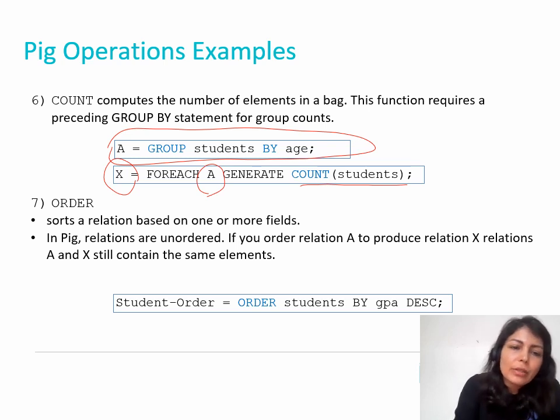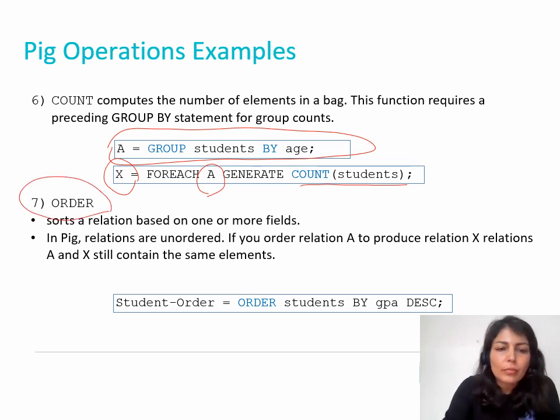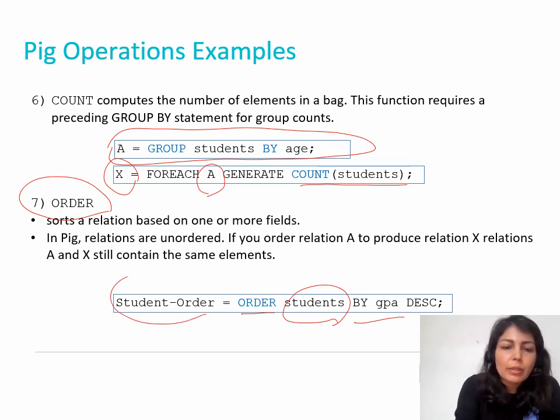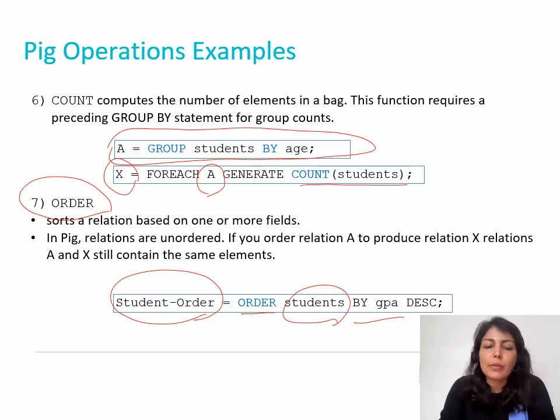Another operation is order. This operation sorts a relation based on one or more elements. As you can see here, you can write order. Students is the first bag, if you remember, which had all the data in it. So order students based on GPA in descending order. The student order would be another bag with the ordered information.